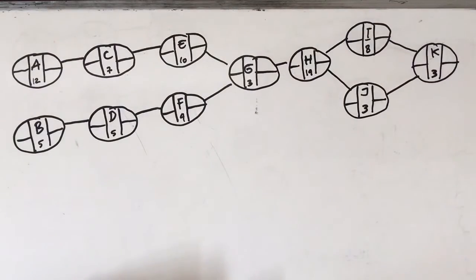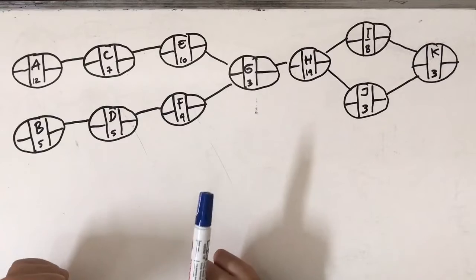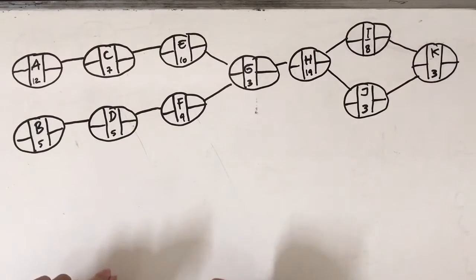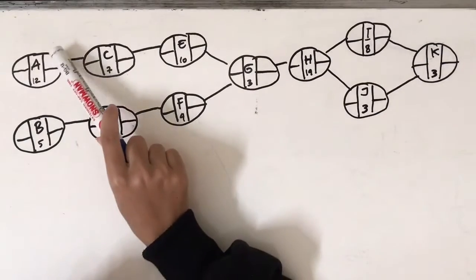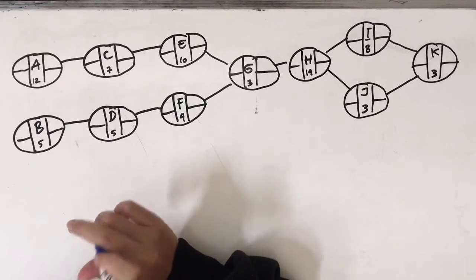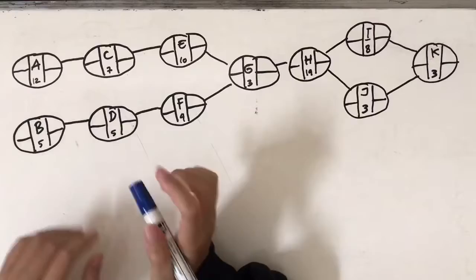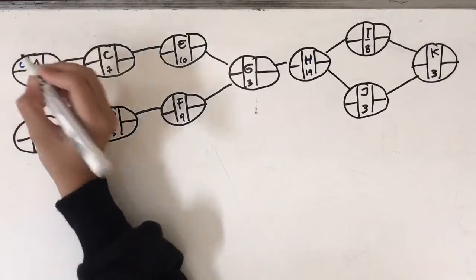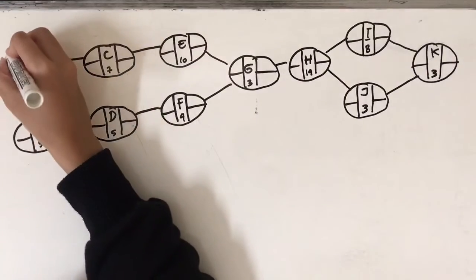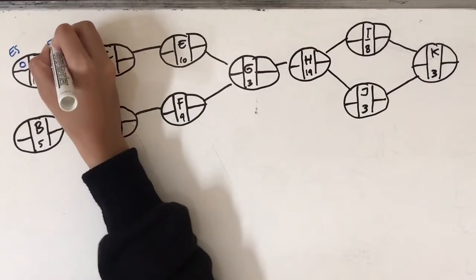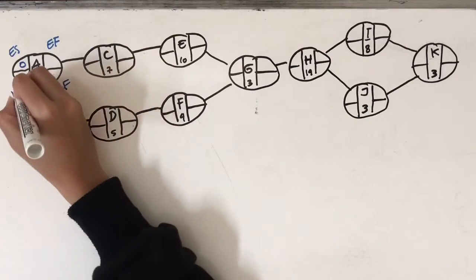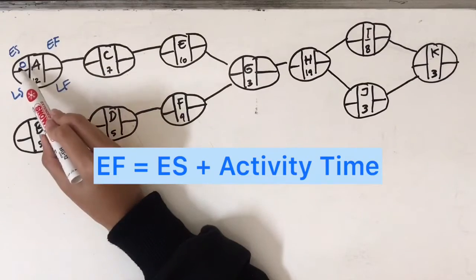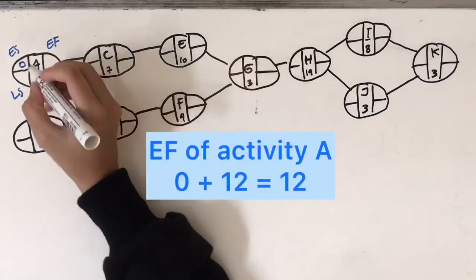Okay, maybe we could begin with earliest start. So basically, earliest start is the earliest time at which an activity can start, assuming all predecessors have been completed. We get it from the maximum earliest finish of all immediate predecessors. But since activity A doesn't have any predecessors, the earliest start is 0. To make it easier, I'll give a sign on each box side. Next, earliest finish. We get it by adding the earliest start to the activity time. So for activity A, the earliest finish is 12.